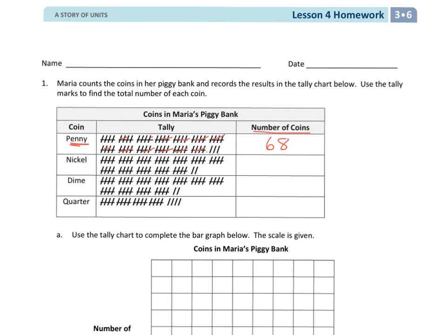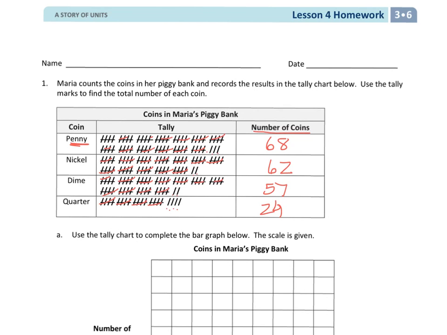And I'm going to go through and count those by 5 for the nickels, dimes, and quarters. 5, 10, 15, 20, 25, 30, 35, 40, 45, 50, 55, 60, 61, 62. 5, 10, 15, 20, 25, 30, 35, 40, 45, 50, 55, 56, 57. And lastly, 5, 10, 15, 20, 21, 22, 23, 24. So there's the number of coins that I have written down for those.